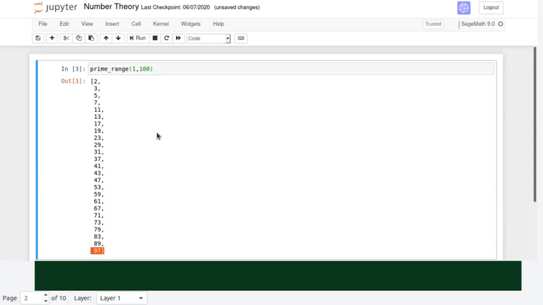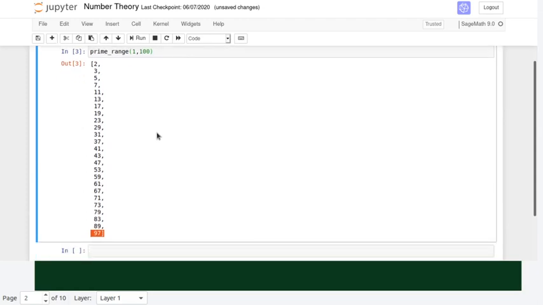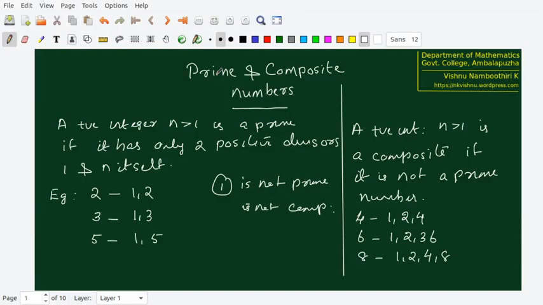Therefore, we have the set of all primes in the range 1 to 100 consisting of all these numbers 2, 3, 5, 7, etc. As we already mentioned, 1 is not considered to be a prime or a composite number. 1 is just considered to be a multiplicative identity, and sometimes we call 1 a unit. So 1 is actually the unit in the set of all positive integers.